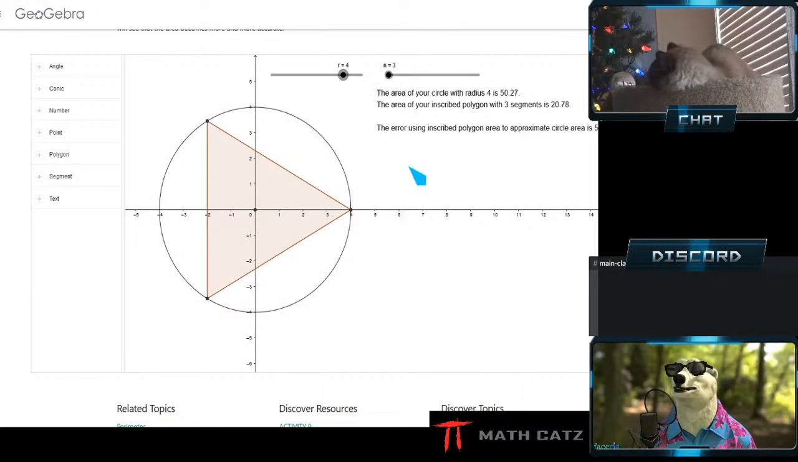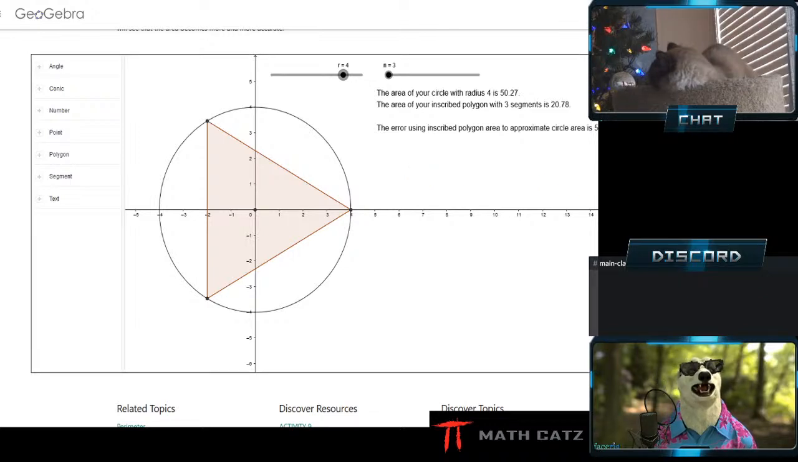So to better understand where the area formula for a circle comes from, I want to look at this. What we're going to do is try and approximate the area of a circle with something we know the area of, a regular polygon.